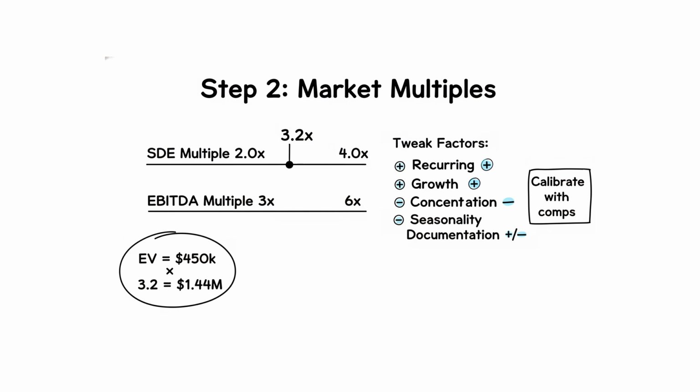Customer concentration, cyclicality, key person dependence, and documentation quality. Size matters. Bigger, cleaner earnings tend to command higher multiples. Apply a base multiple, then tweak. Add for recurring revenue and strong growth. Subtract for concentration, seasonality, or outdated equipment. Quick math on our example. SDE 450K times 3.2x, mid-range with moderate risk, suggests about $1.44 million enterprise value before cash and debt.